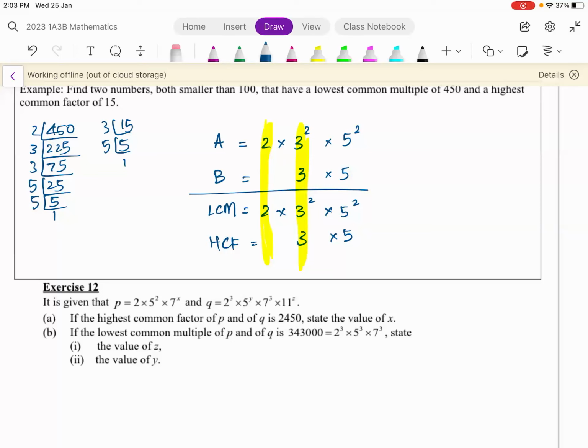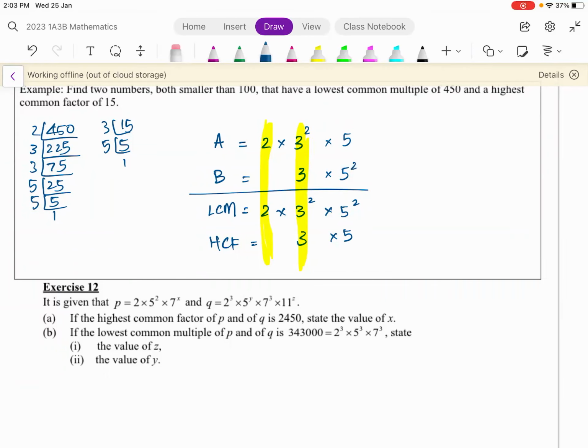What is my value of A now? 450. What is my value of B? 15. Right? 450 is more than 100. I cannot. Maybe we don't give the square to this guy. Let's give the square to B. Okay, let's try that.